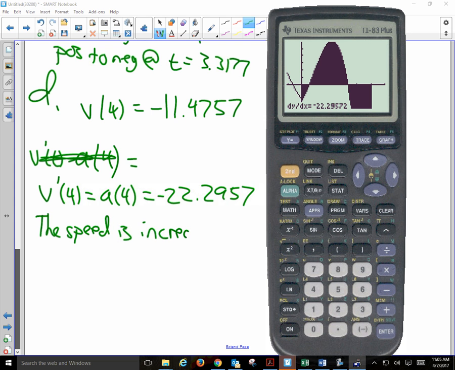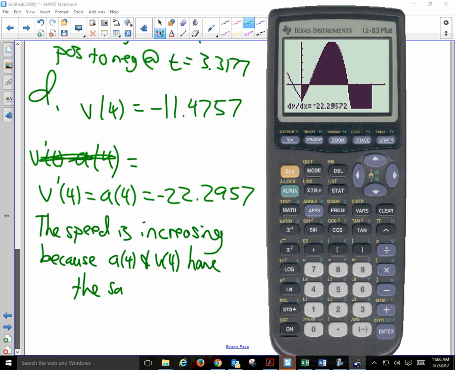increasing because a of 4 and v of 4 have the same sign.